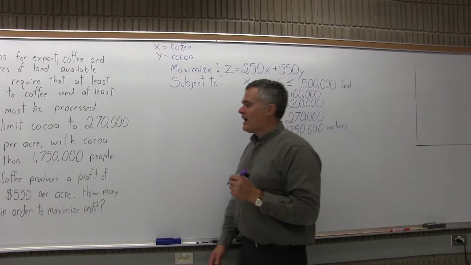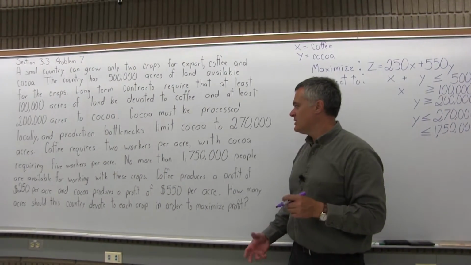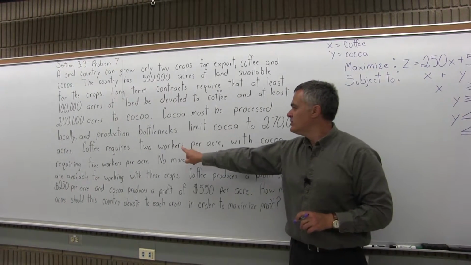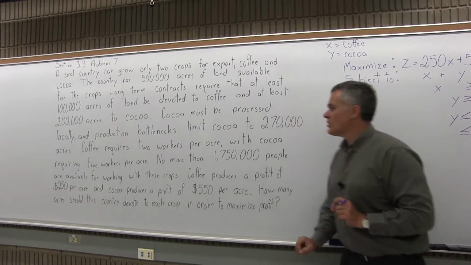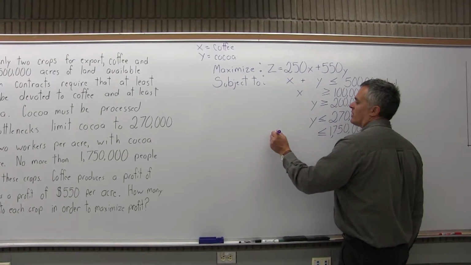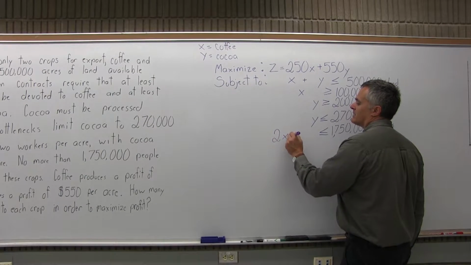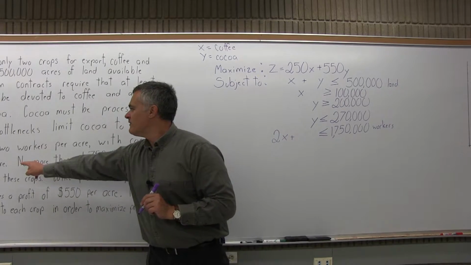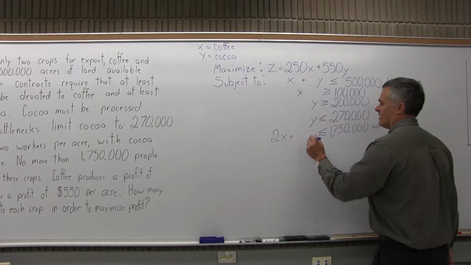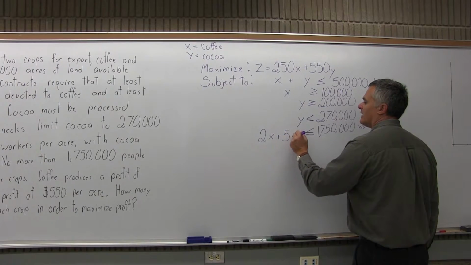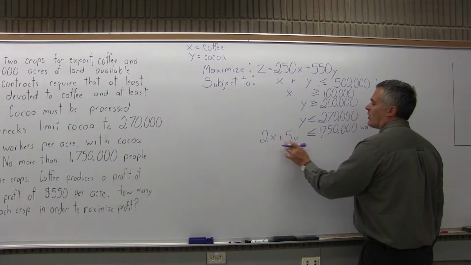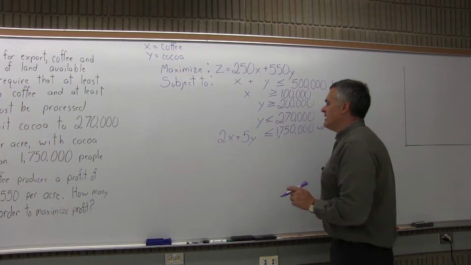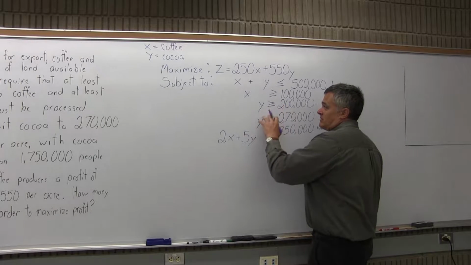So now as I read how many workers are used for each acre of each crop, it says coffee requires 2 workers per acre. So coffee is X, and it requires 2 workers per acre. So it's 2X. And then Y, the cocoa requires 5 workers per acre. So 5Y. So the combination of 2X plus 5Y cannot exceed the 1,750,000 workers that are available. So that's step 3, set up the constraints.